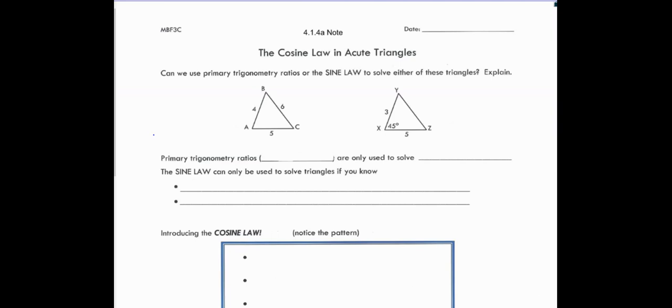So here we go with the cosine law of acute triangles. Remember, acute means that none of the angles are 90 degrees.